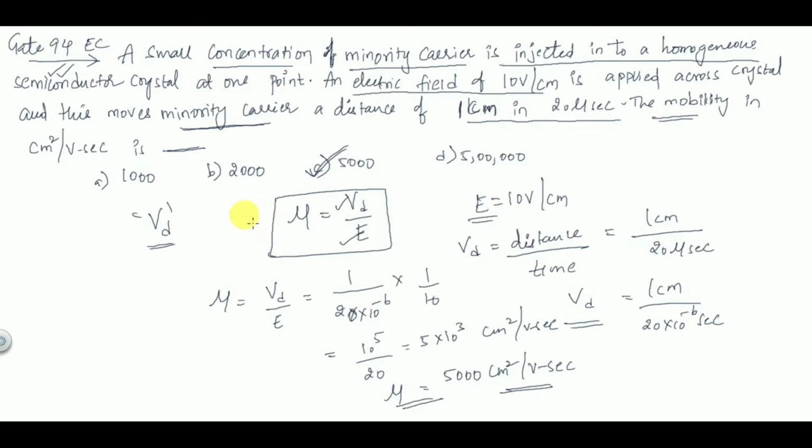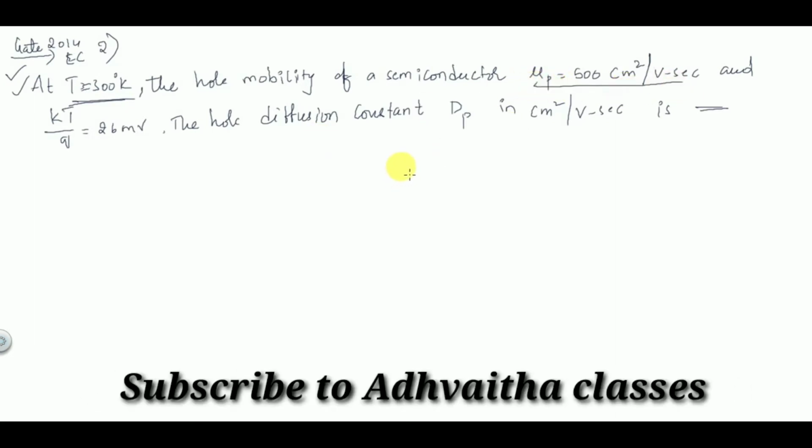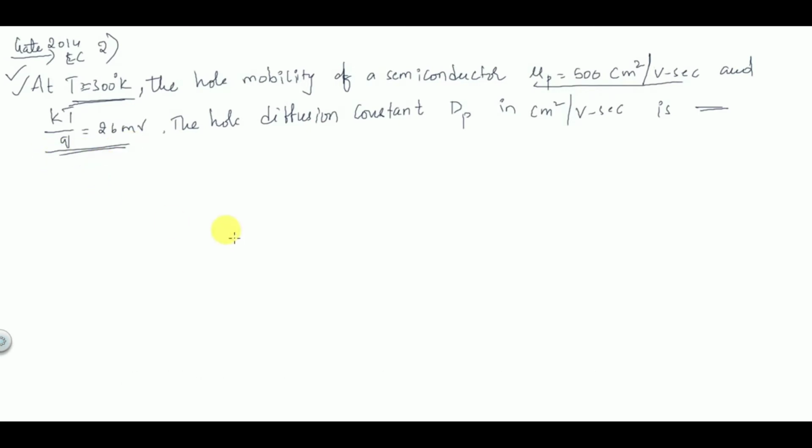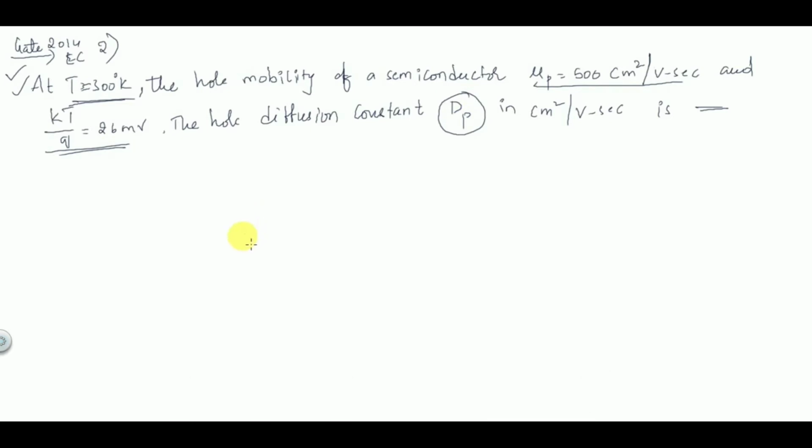So this is the relationship between mobility and drift velocity. Next we'll see the second question. It was asked in GATE 2014 for EC branch. He has given that at temperature 300 degrees Kelvin, the mobility of hole is 500 centimeter square per volt second, and kT by Q is 26 millivolts, and he has asked to find the diffusion constant Dp.